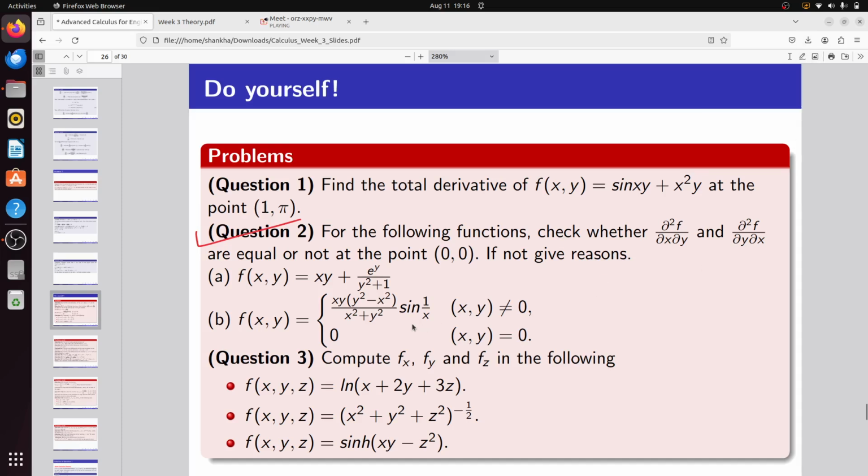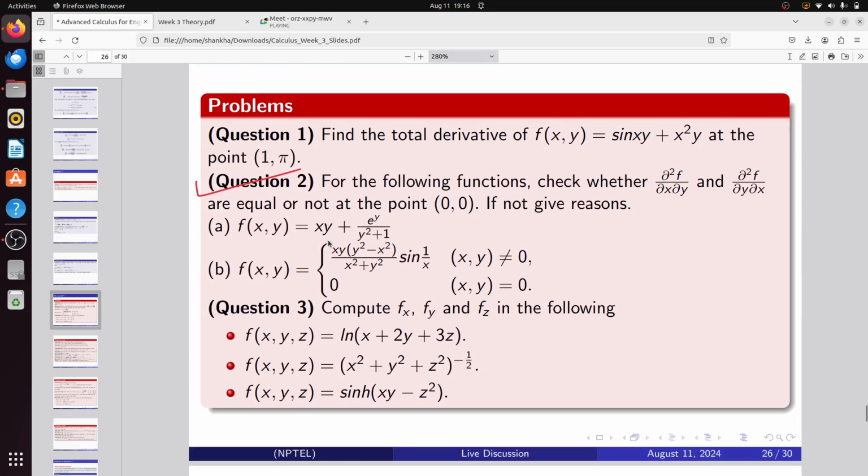This question 2 I will discuss. Let's move to question 3. You need to compute fx, fy and fz in the following.